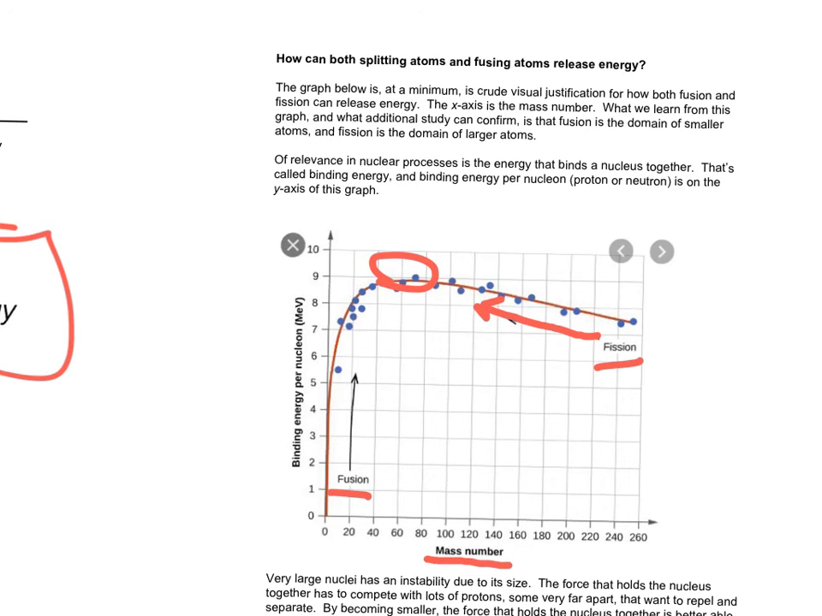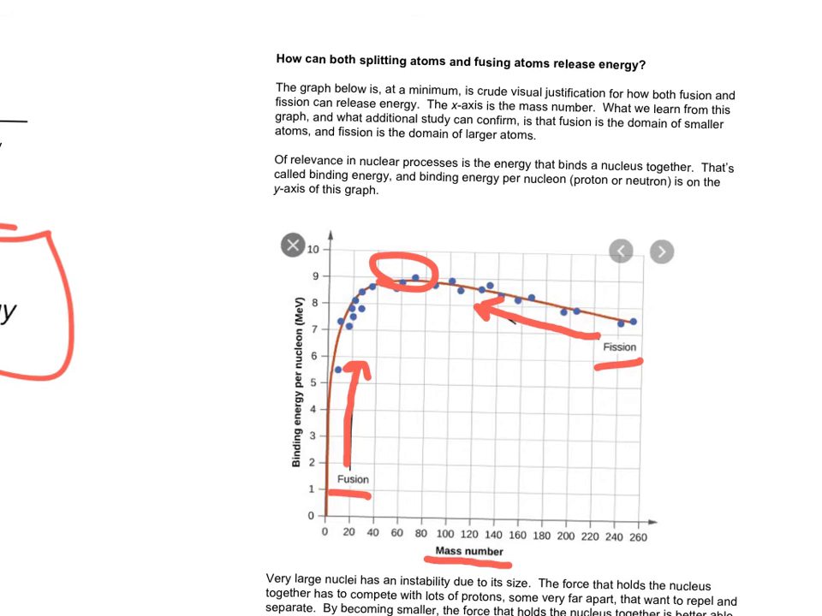Fusion is really the domain of smaller atoms, and the one example we've talked about there is 2 hydrogen atoms forming helium. Under the right conditions, as atoms fuse, they're starting small and becoming larger. So you're really riding this portion of the graph right here.